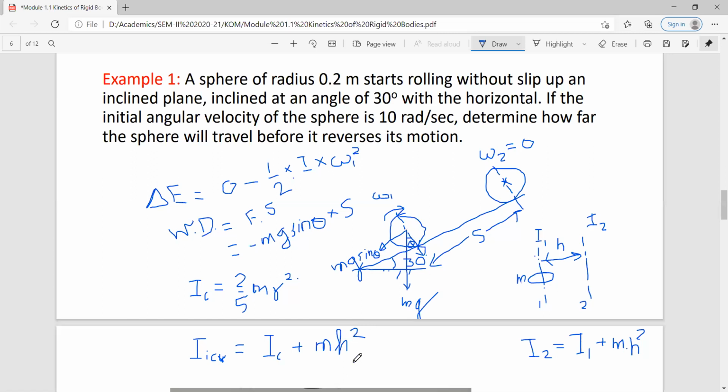So in this formula, h will be equal to the radius of the sphere. The radius is given. Now you can add these two, IC plus m r square. You add these two, you will find the mass moment of inertia about the ICR point of contact, and this value you will put in this formula to calculate the kinetic energy.